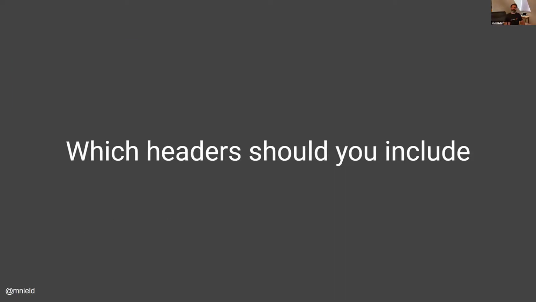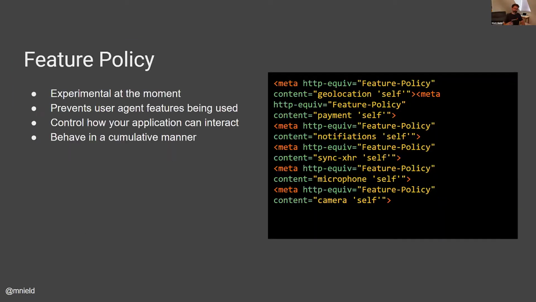When you talk about what headers to include, I don't have enough time to go through them all. There are many. So I've picked a few that I think are the most interesting ones. The first is the feature policy, which is quite an experimental thing at the moment, and it's really covering what your application can do on the device that it's running on. So whether you're going to be able to use the payment request API or whether your app or anything embedded with it can use the camera, so that you can make it a little bit more secure, for example.